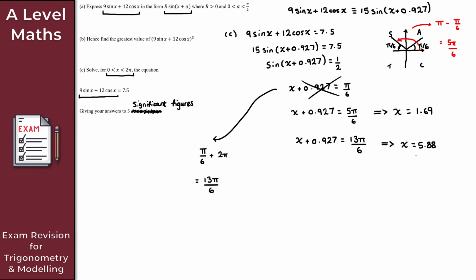Okay, and there we have it. There are no more solutions here. If you consider adding 2 pi to, for example, 5 pi over 6, we do fall outside of the domain of valid solutions. So there we have it. Let's give these solutions underneath here. In that case, x is equal to 1.69 and 5.88. Like so, and there we have it.